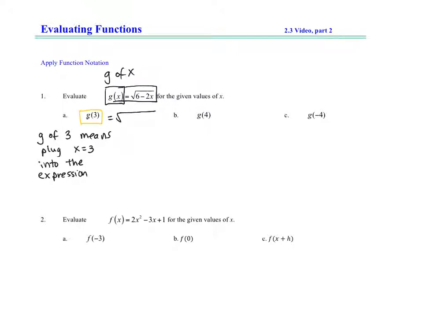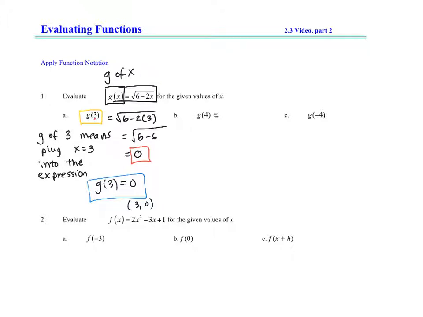Every time we meet an x, we're going to replace it with that value of 3. And then we just simplify the expression. So 6 minus 6 would be 0. So the output is 0 when the input is 3. g of 3 equals 0, and that is equivalent to just an ordered pair: x is 3, y is 0. The input's 3, the output is 0. Okay, let's try the next one.